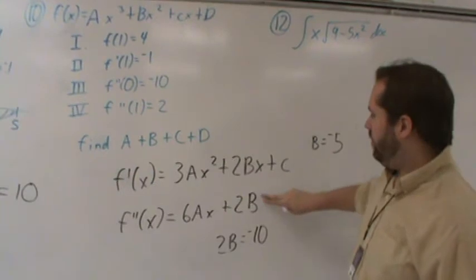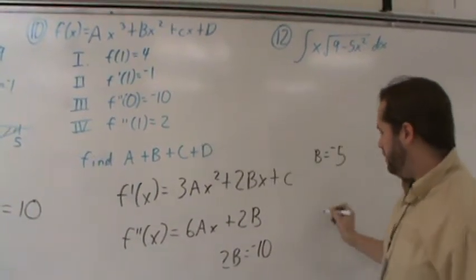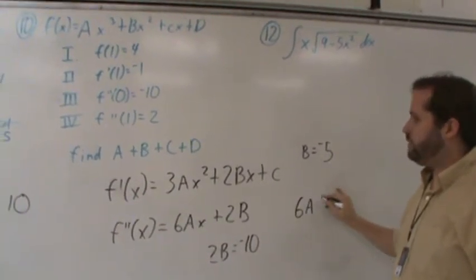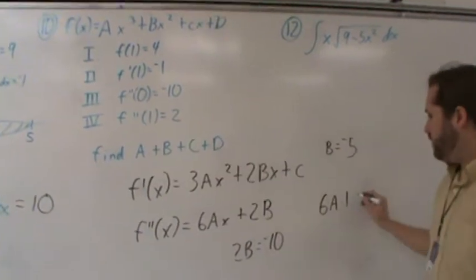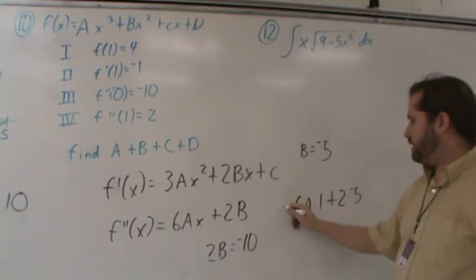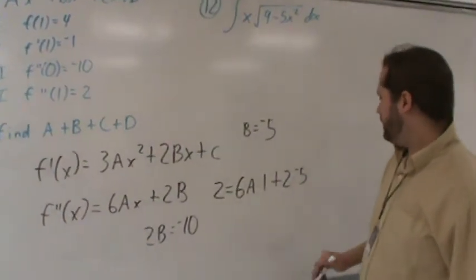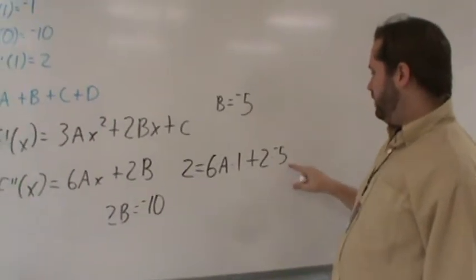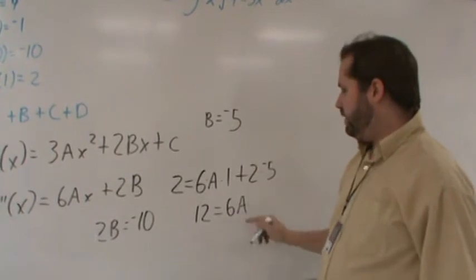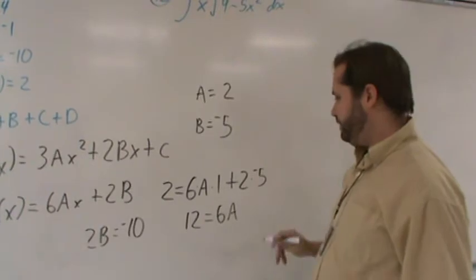Now that we know that b is negative 5, I will again use the second derivative, and 6 times a times 1, using the 1 here, plus 2 times b must equal 2. Solving this, we get 12 is equal to 6 a's. This shows us a must equal 2.